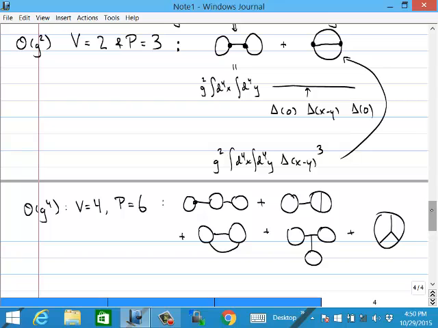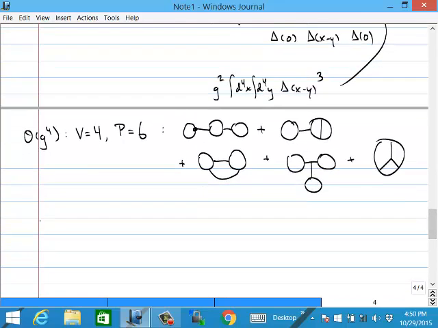Now, so far I've just been computing the vacuum diagrams. Let's imagine that you wanted to compute the diagrams with one external leg. So remember that E is equal to 2p minus 3v. The first case where you could have E equal to 1 would be when you have one vertex and one propagator. So what does that diagram look like?